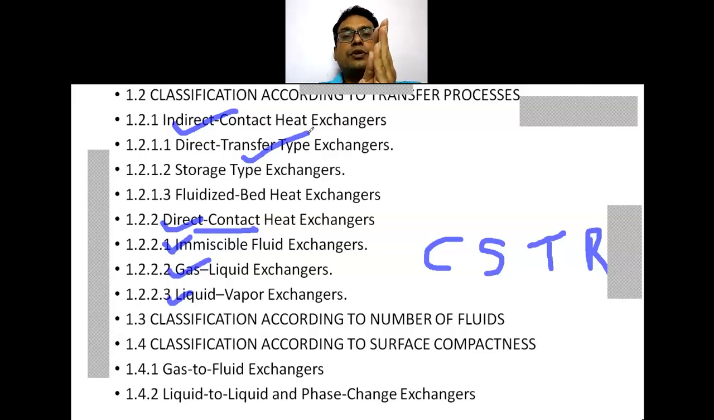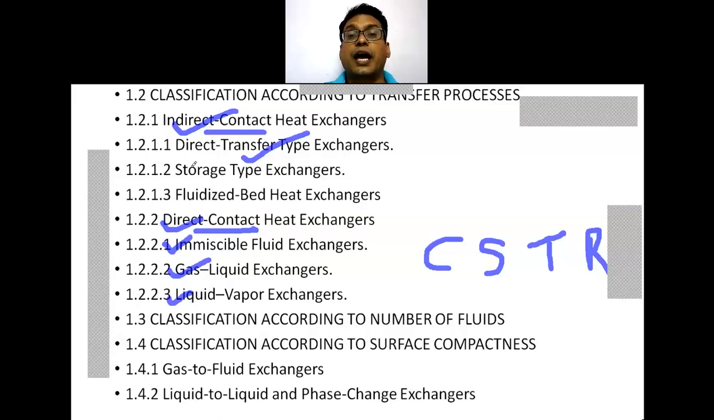Through one tube, the hot fluid is passing, and outside of that, the cold fluid is passing. So this is the direct transfer type. The indirect contact category concerns whether the fluids are in contact or not. That is the first classification. In the indirect contact type, we have direct transfer, which means from the hot fluid to the cold fluid there is direct transfer, but they are separated by a metal wall.